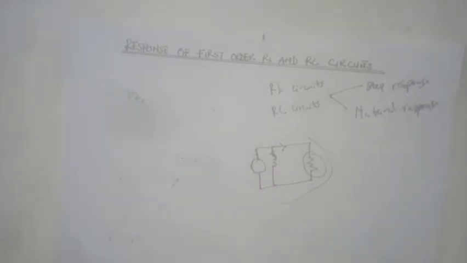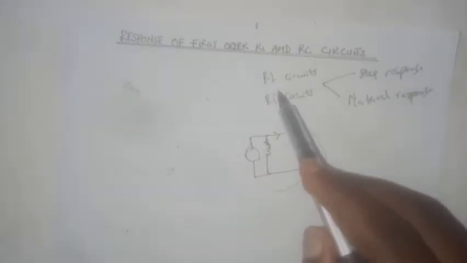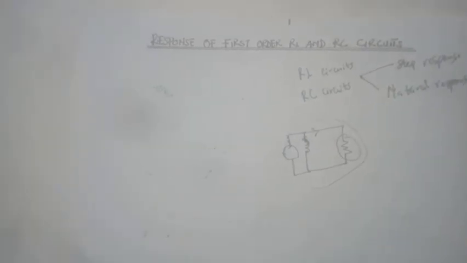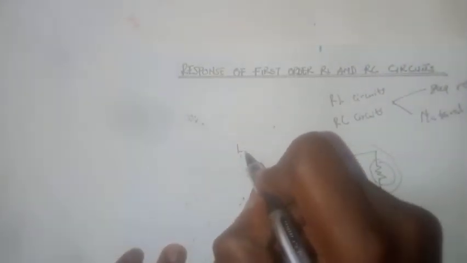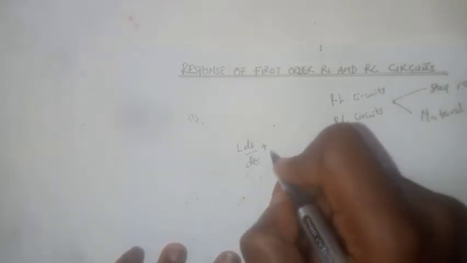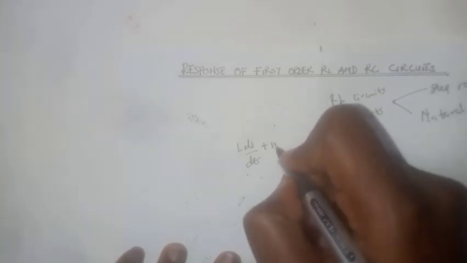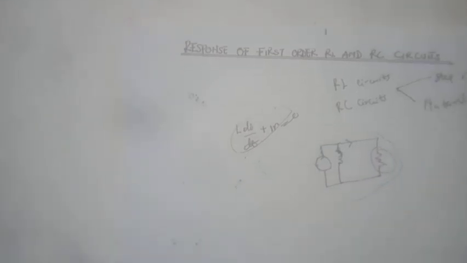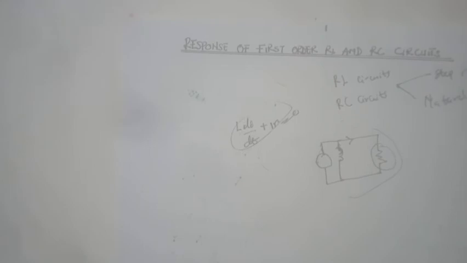Now, the reason why we call RL and RC circuits first order circuits is because the equations needed to analyze such circuits tend to come in the form of first order differential equations. Maybe they come in the form of L di/dt plus iR equals 0, and other forms. So that's why we call them first order circuits.